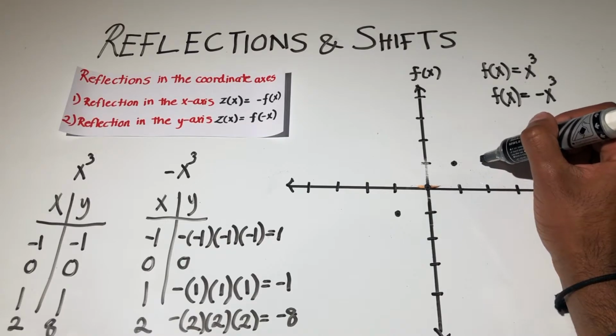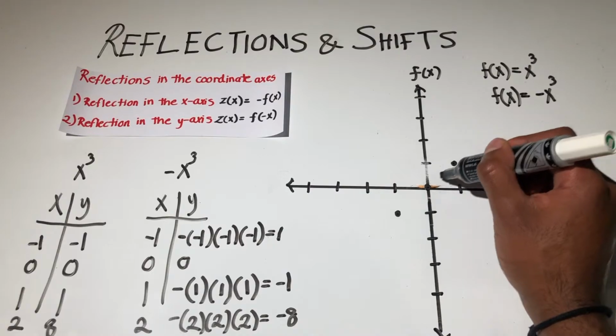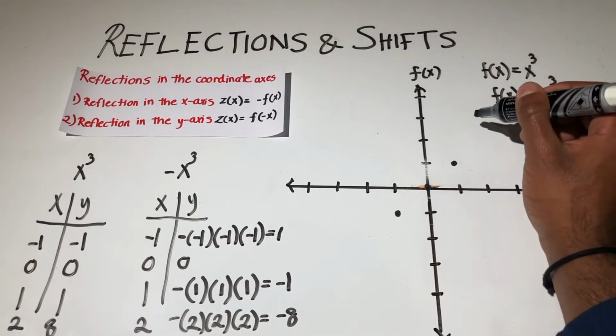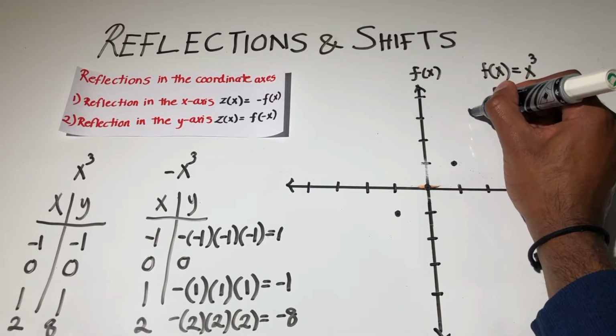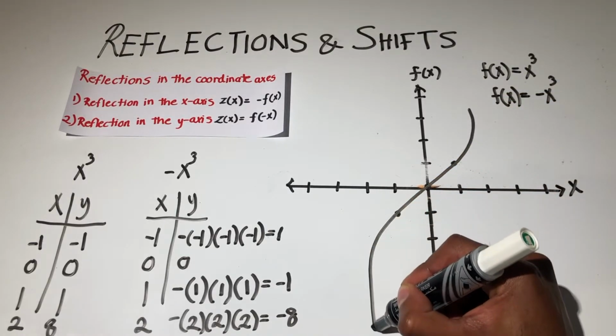I'm not going to graph this point, but I'm just going to show you how the graph is going to look like. So it's going to look something like this. Something like that. So if we go ahead and connect the dots, the function is going to behave something like this.